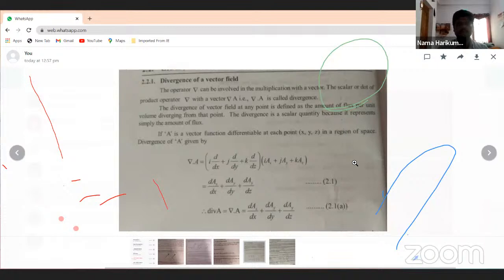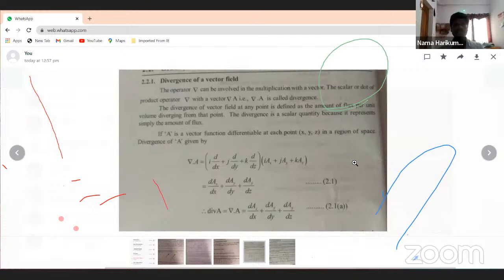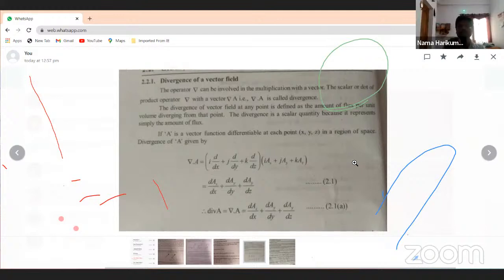Right. So i into d by dx into i Ax: these are the i dimension value, j dimension value, k dimension value, and we have to multiply. Then i dot i value is 1, and the remaining is d Ax by dx. This is equation 2.1. Next, j dot j value is 1, then the remaining is d Ay by dy. In the same way, plus d Az by dz.